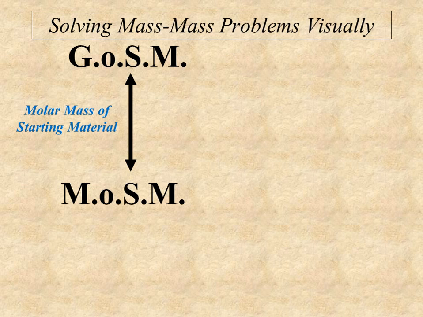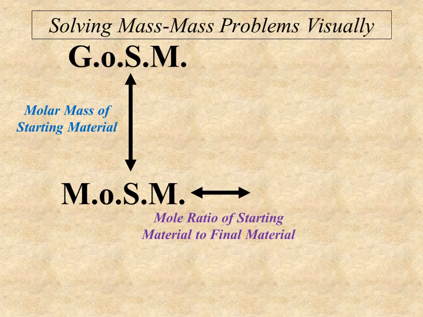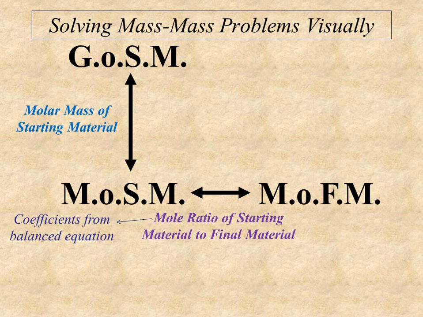Once we've converted the amount of starting material we have into moles, now we use that recipe, that balanced equation, to determine the relationship between how many moles of starting material we have to how many moles of final material. What is that numerical ratio? And so to complete the conversion from moles of starting material to moles of final material, we need to determine the mole ratio of those 2 substances. And that mole ratio is determined by looking at the coefficients from the balanced equation. And that's why having a balanced equation first is so vitally important.